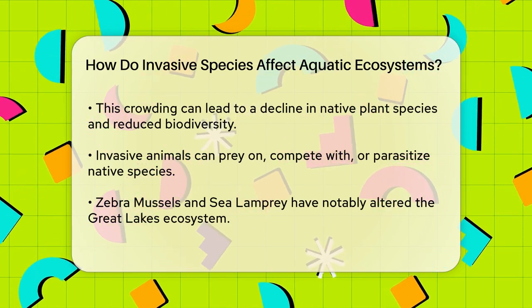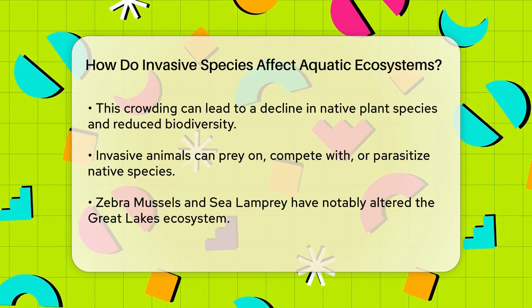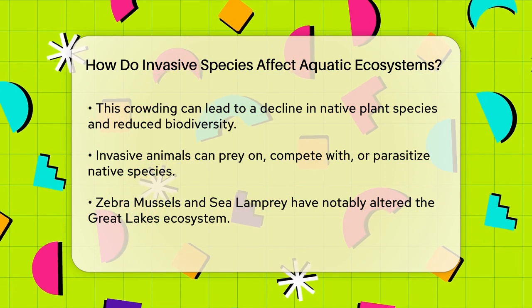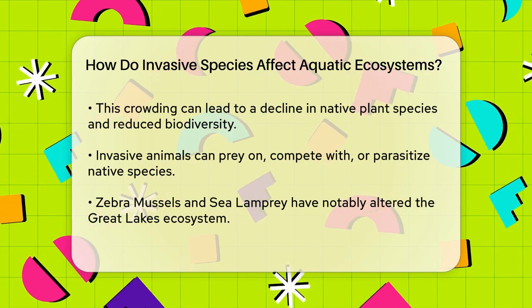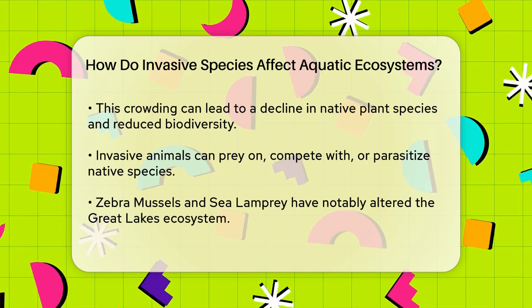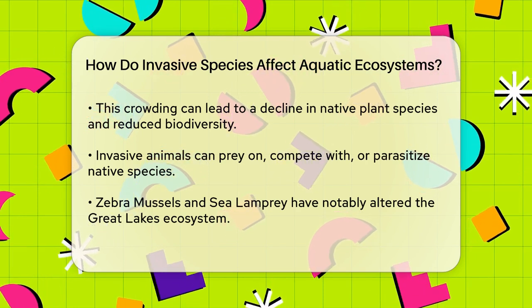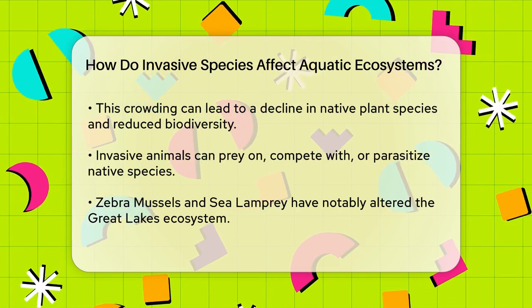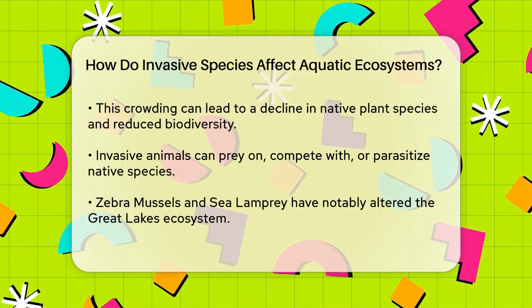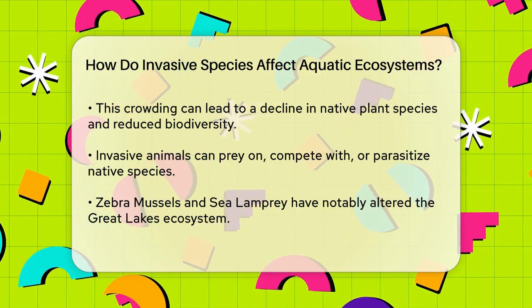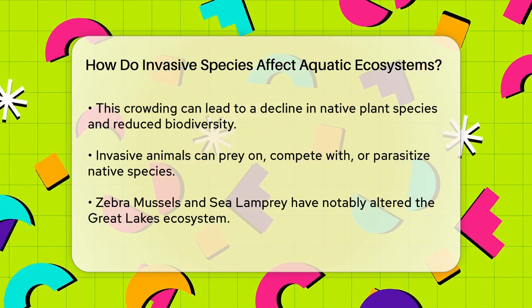In terms of animal life, invasive species can prey on native species, compete with them for food and space, or even live on or in them through parasitism. For instance, the zebra mussel and sea lamprey have significantly altered the Great Lakes ecosystem by outcompeting native species for resources and habitat. The food web is also heavily impacted.